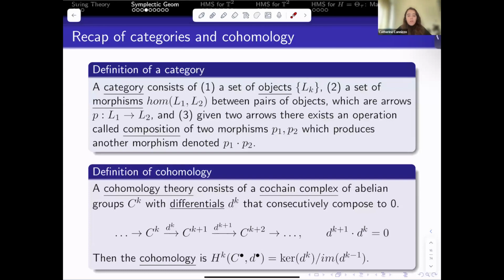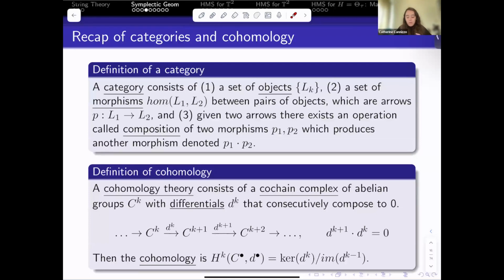All right, so I'd like to do a recap of categories and cohomology, because if you recall in the title, there's this homological mirror symmetry. So far, we've talked about more the geometric mirror symmetry. And I'd like to get to the homological part, and this is the background, the language that we use to talk about that. So, definition of a category. Have you all seen the definition of a category? Yes, okay.